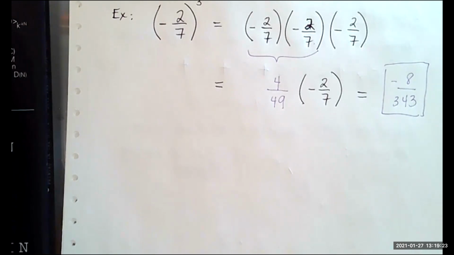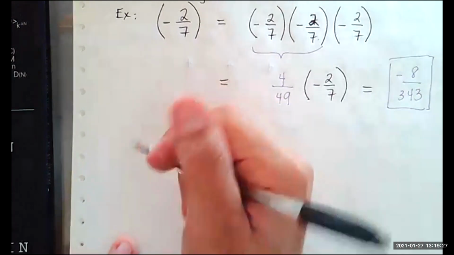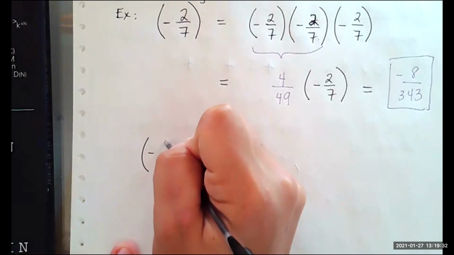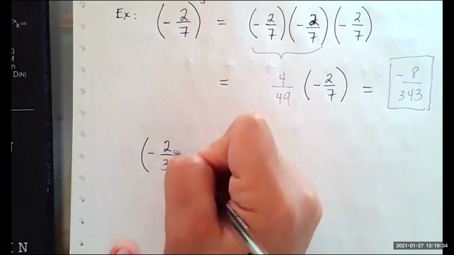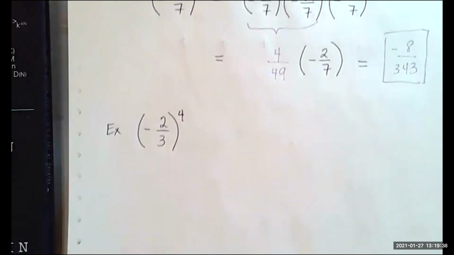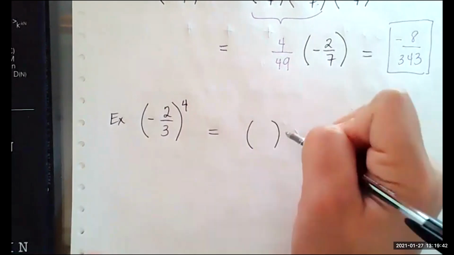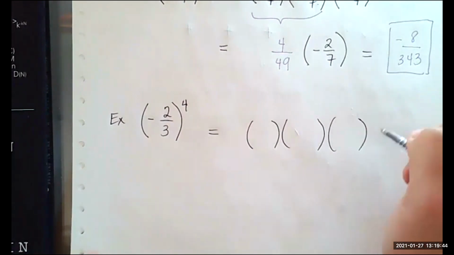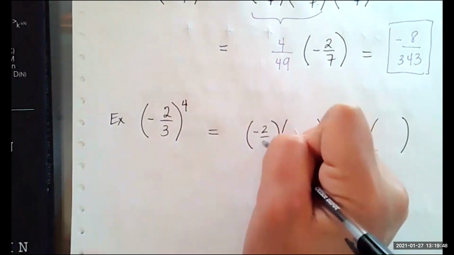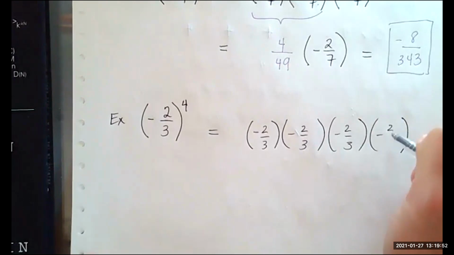Let's just say it was to the fourth power, then would it be positive? Yeah, absolutely. Okay. So if I had a negative 2/3 to the fourth power, then I'm going to apply the rule for exponentiation. I'm going to write 4 copies. So I might throw 4 sets of parentheses and then fill that in with my base, which is negative 2/3, negative 2/3, negative 2/3, and negative 2/3.